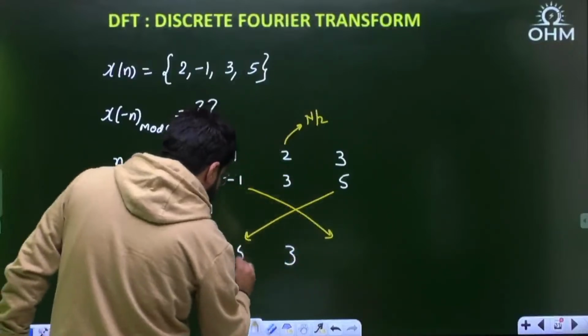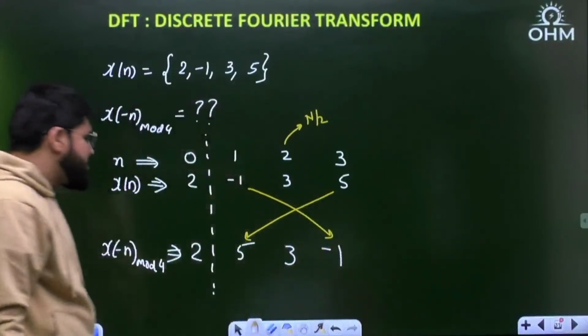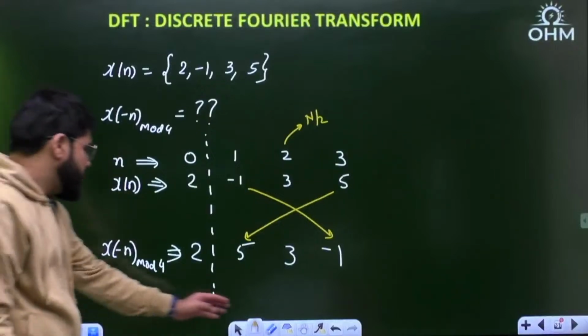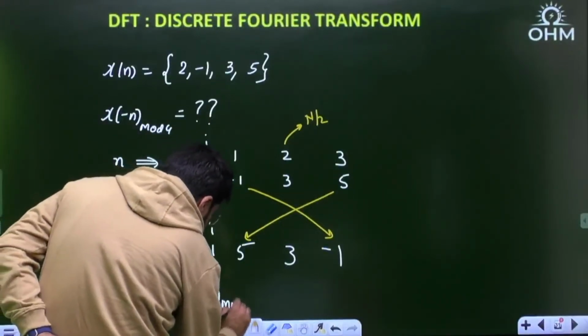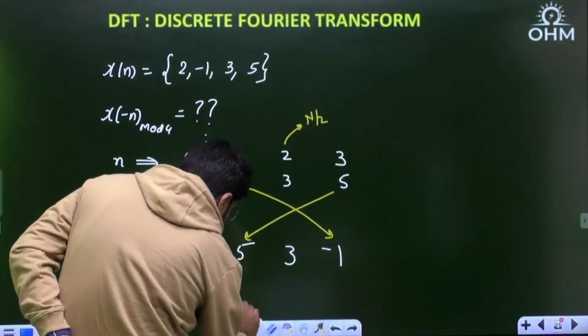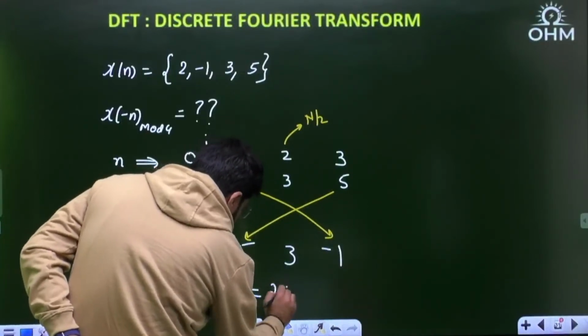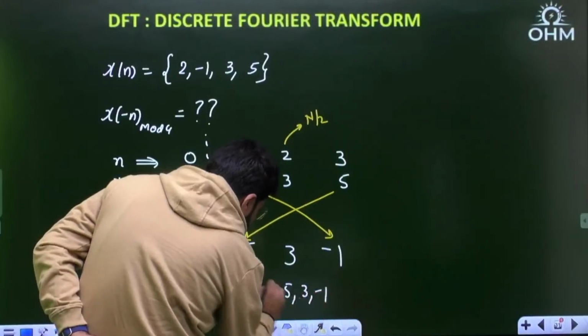Okay, so the answer is 5 here and minus 1 here. So what is the x minus n answer? What is going to be the x minus n answer if I write down the sequence now? This is what is known as circular folding. X minus n mod 4 is equal to 2, 5, 3 and minus 1.